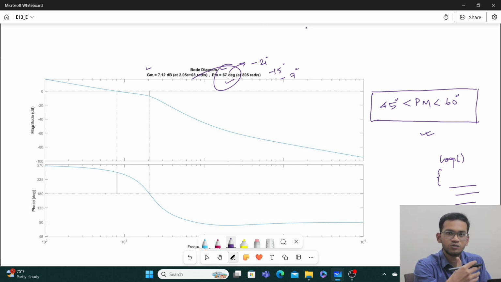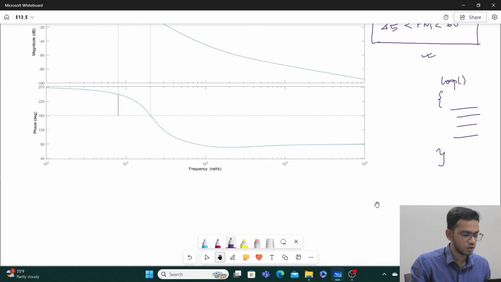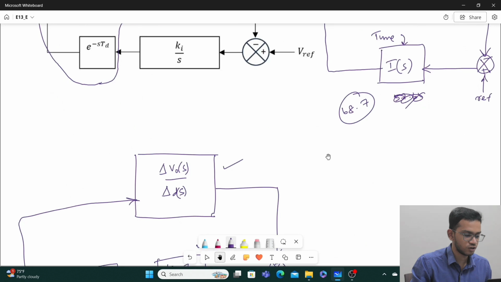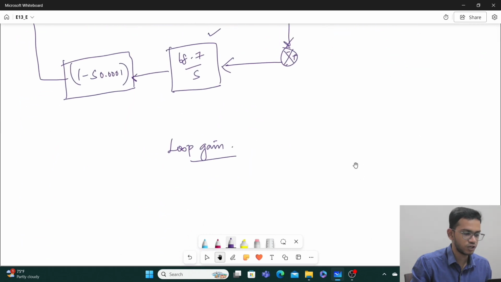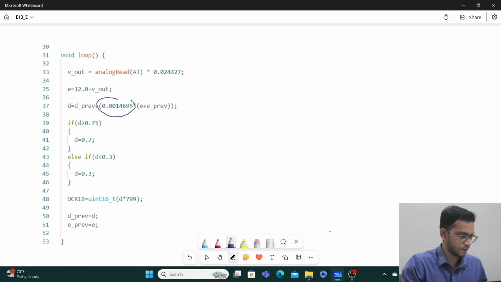So again, you can fine tune it to make it fall in between this range, or slightly plus or minus is fine. So this is how you analyze the effect on your closed loop system when you are dealing with a digital controller. After doing all of this, we are going back to the Arduino program, and we are going to focus on this part here.